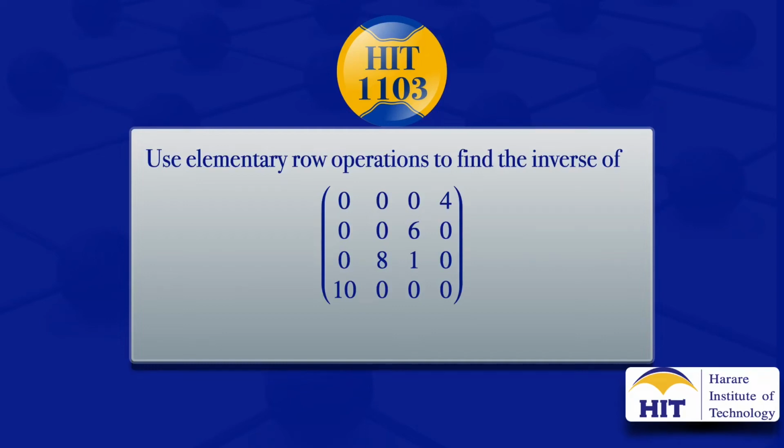In this tutorial, I'm going to use elemental row operations to find the inverse of the matrix, which has rows 0, 0, 0, 4, the second row 0, 0, 6, 0, the third row 0, 8, 1, 0, the fourth row 10, 0, 0, 0.